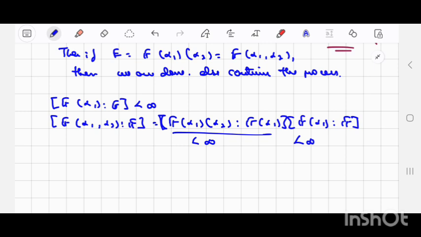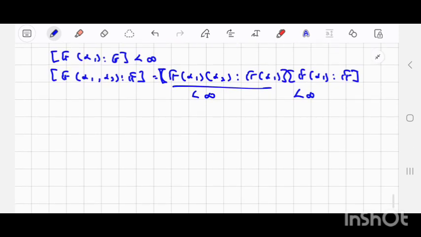Clear? Why is this a finite extension? Because I have chosen alpha 2 outside F(alpha 1), so the minimal polynomial of alpha 2 over F, or at least some polynomial of finite degree whose root is alpha 2, which is in F, is also a polynomial in F(alpha 1), right? Because alpha 2 is not in F(alpha 1). Clear, right? So each of these are finite extensions.